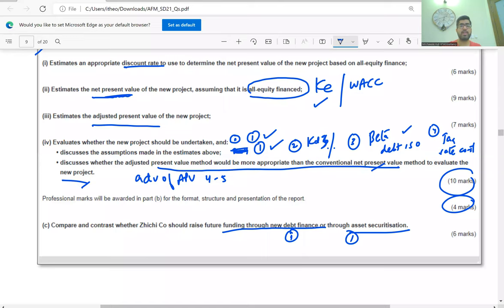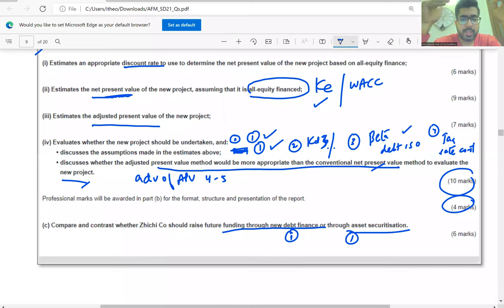And then it is asking whether it should raise future funding through debt or securitization. You can write some pros and cons of debt and some pros and cons of securitization. For example, if you go for debt, debt is believed to be cheaper because it doesn't have any legal costs, whereas securitization involves some financial institutions, so you sometimes have to bear legal costs. You can discuss the pros and cons that fit.